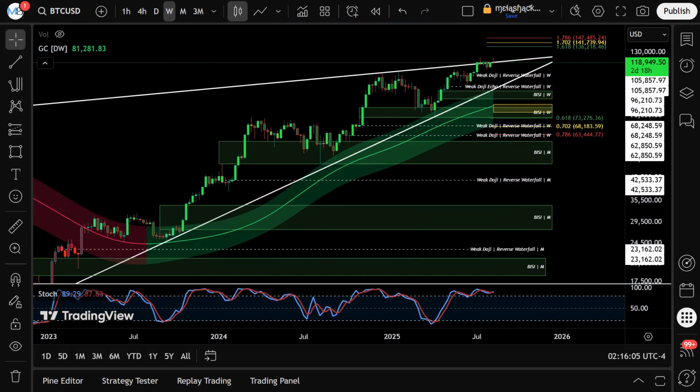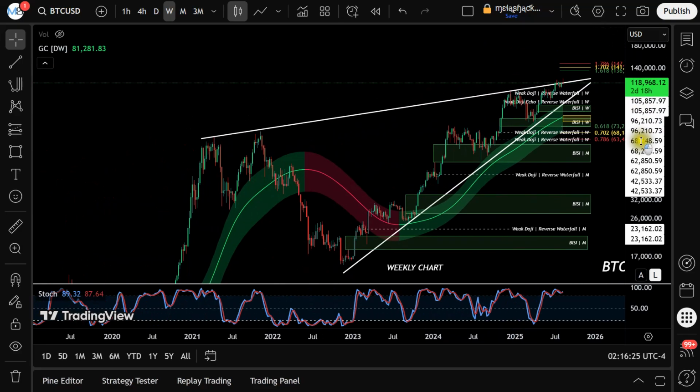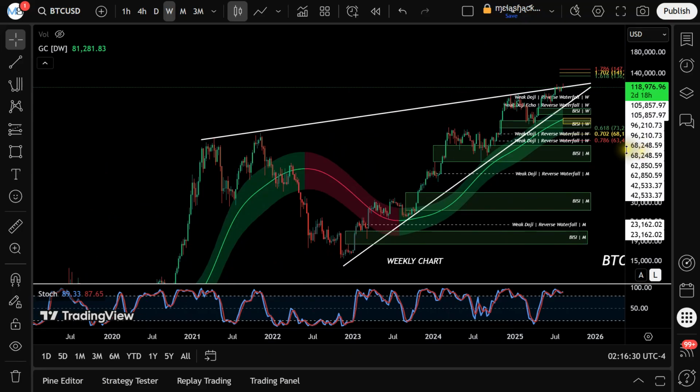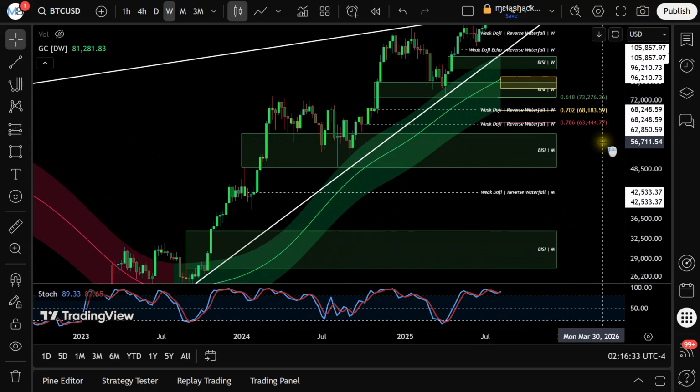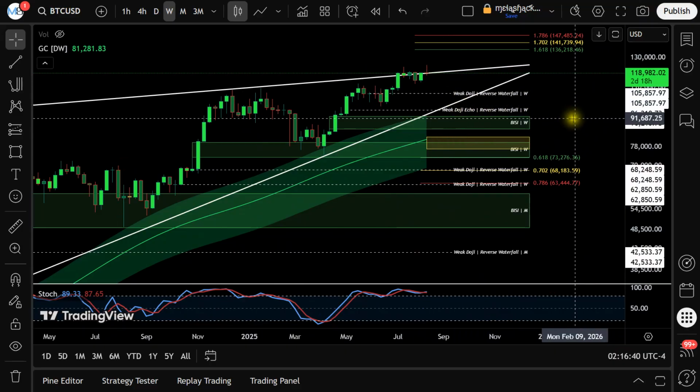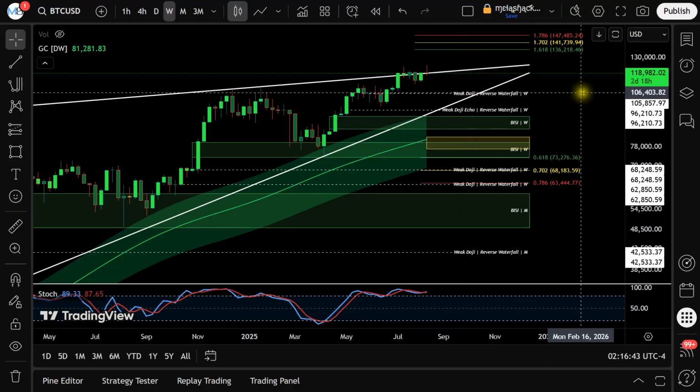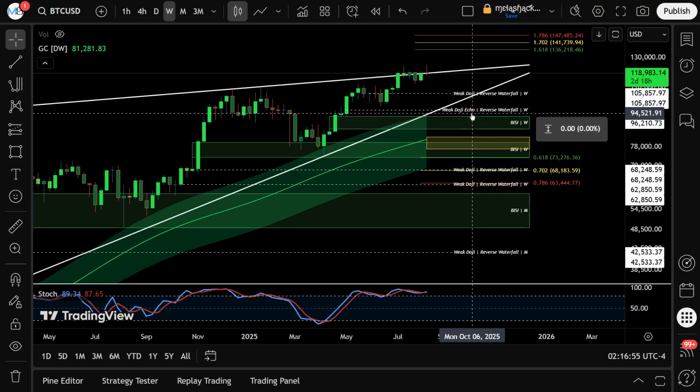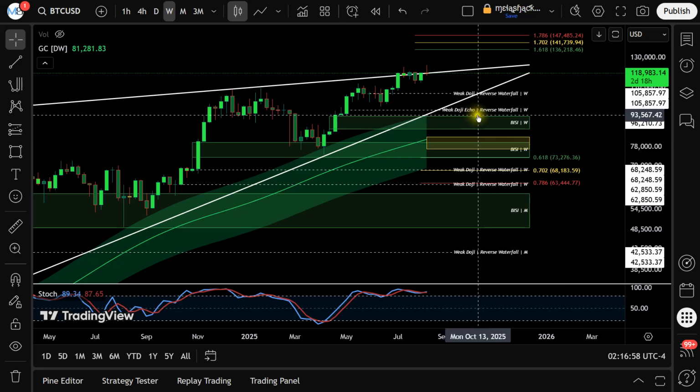Now if we jump over to my other chart, this is the weekly chart, you can see that that liquidity area that we were just talking about is represented by this yellow box right here on the chart. Price has been pressing up against this upper trend line, which is forming a bearish ascending wedge pattern that I talked about in my video earlier today. We have quite a few targets below current price. One right here, which is a weak doji reverse waterfall sitting at about 105,857.